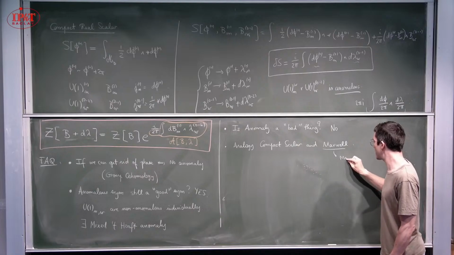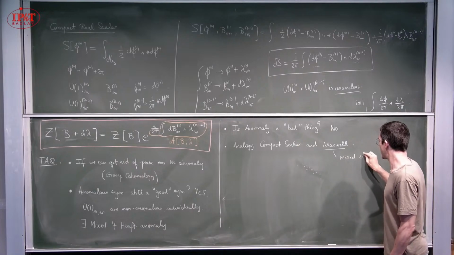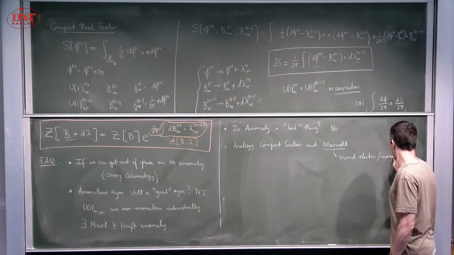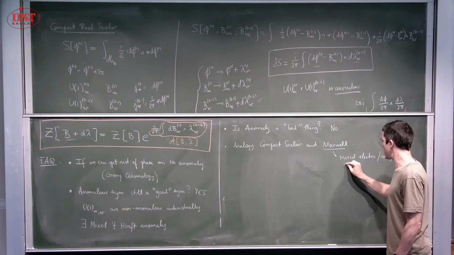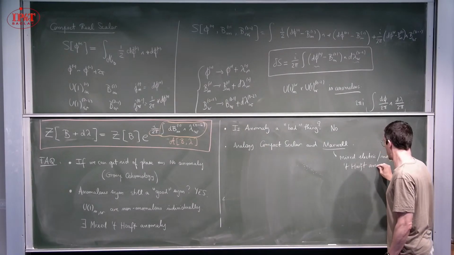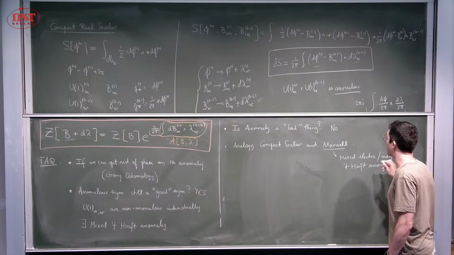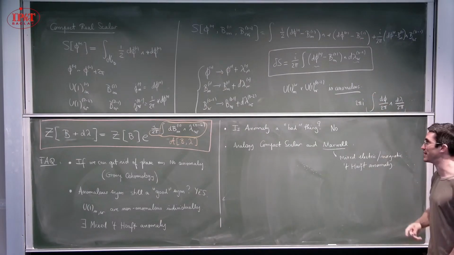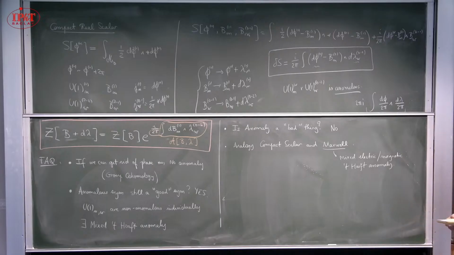So there is a mixed electric-magnetic Toth anomaly. And all the formulas are basically the same. You just put all the zeros become 1 and the 1 become 2, and that's the formula.